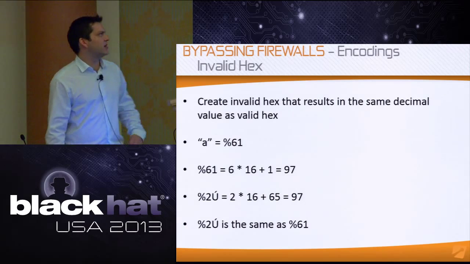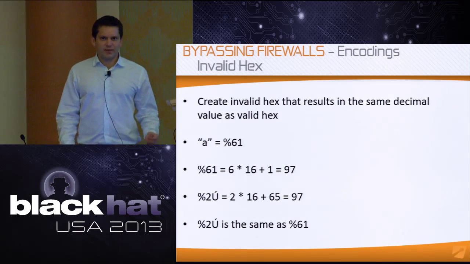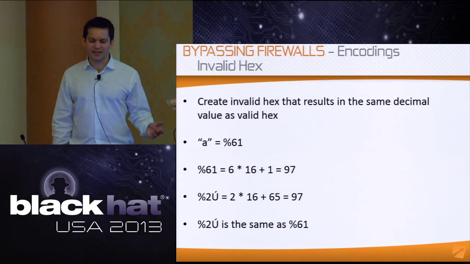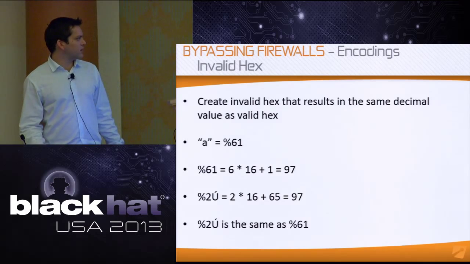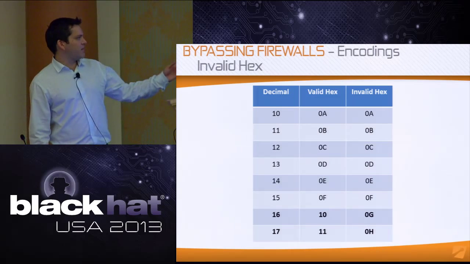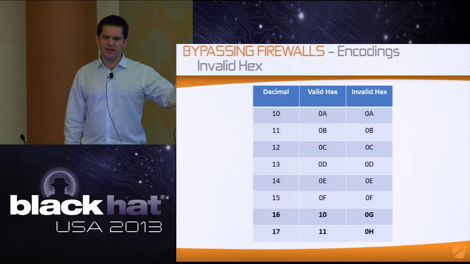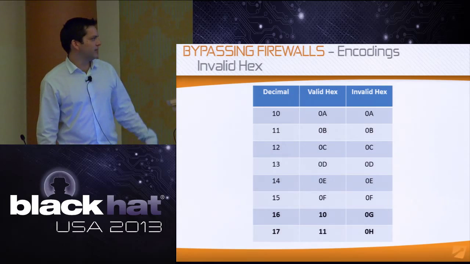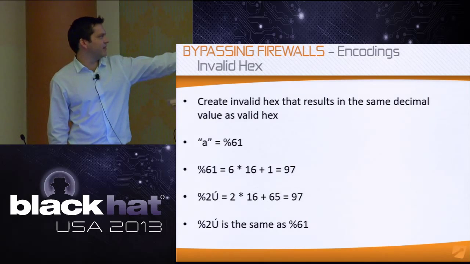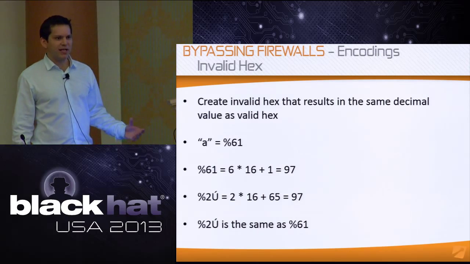Invalid hex. This is another interesting one. Essentially, if the application converts the data into decimal, what we can do is create invalid hex that results in the same decimal value as valid hex. For example, in that table, we can see how invalid hex, instead of stopping at 0F and then moving on to 10, would continue on to 0G and then 0H and so on. But when we convert that to decimal, we end up with the same result, in this case 97. So again, all these depend on how the application will handle the data and what it does with it. These may work.